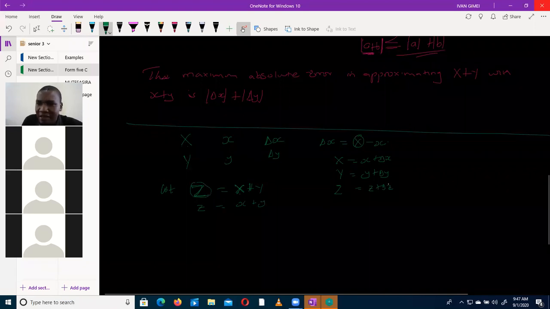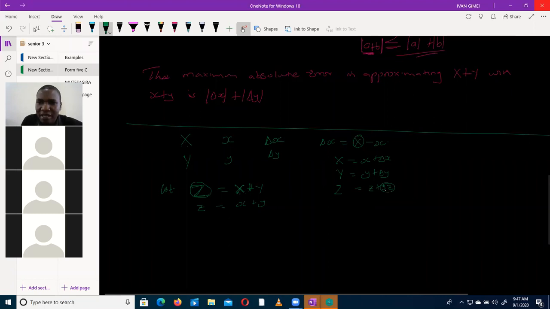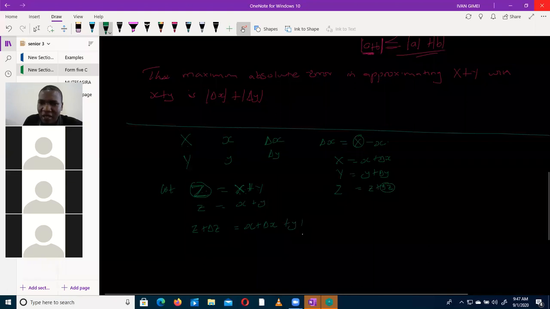And that error is represented by dz, because z is representing x plus y. So dz represents the error made in x plus y. So I come here and substitute where there's capital Z, I put there approximate value of z plus the error made in z equals approximate value of x plus the error made in x plus approximate value of y plus the error made in y.